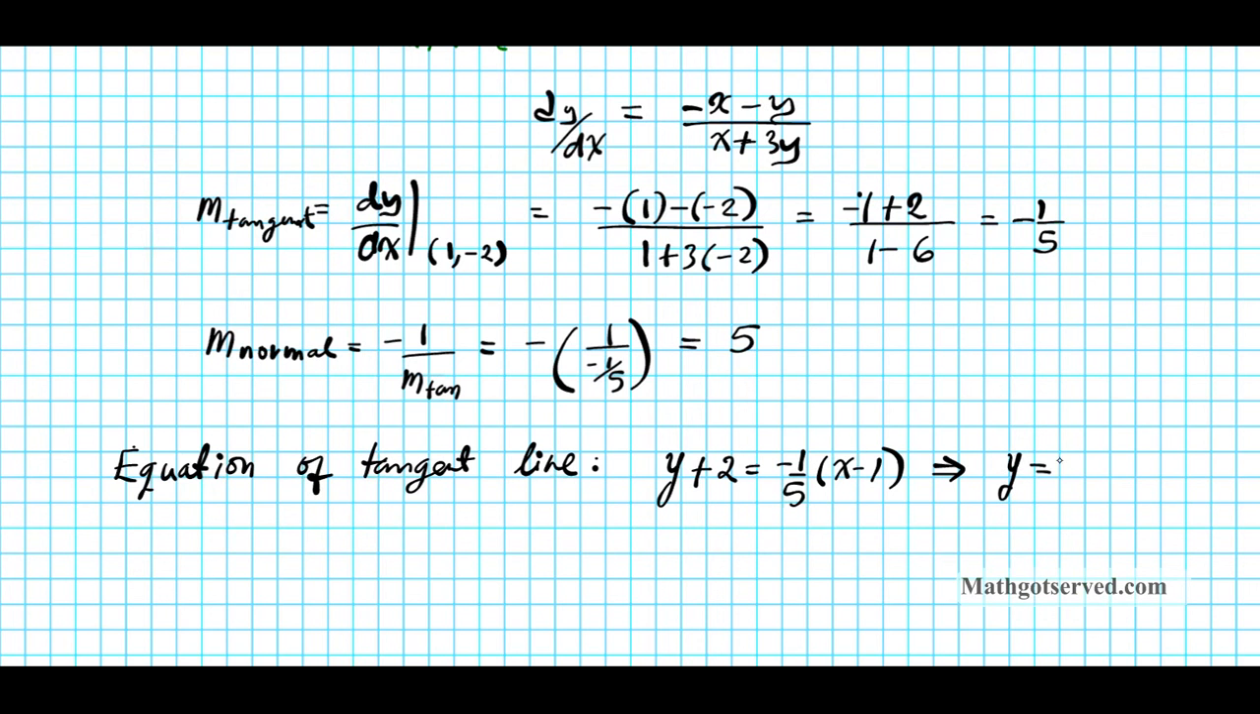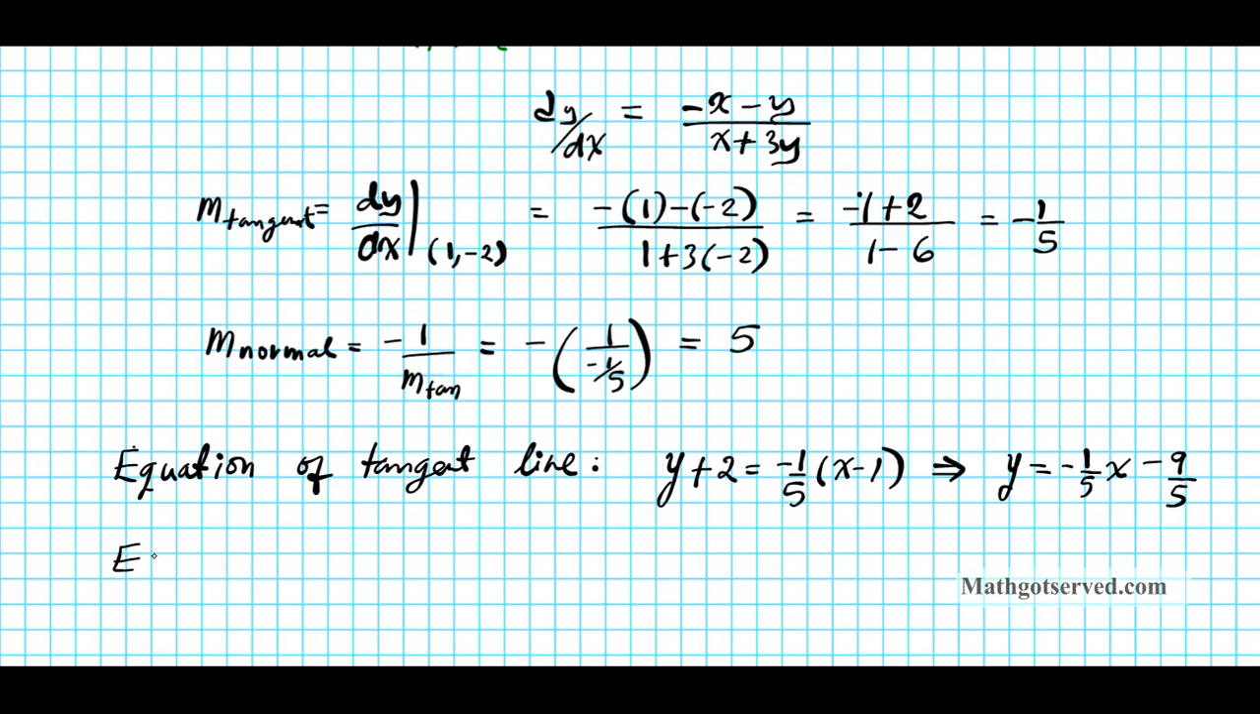Distribute negative 1 over 5 here, which is going to be negative 1 over 5x. And then this will be plus 1 over 5 minus 2. 2 can be written as 10 over 5. So if we have plus 1 over 5 minus 10 over 5, you're going to have negative 9 over 5. So there goes the equation of your tangent line.